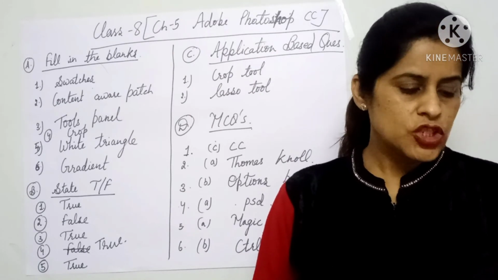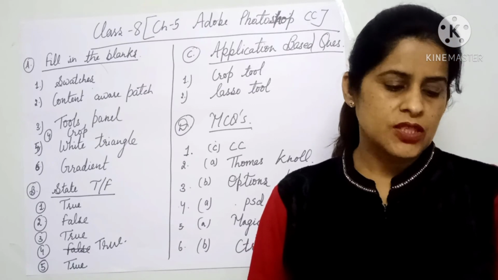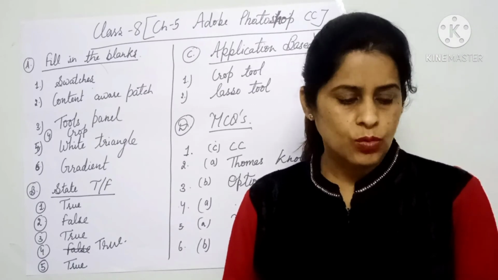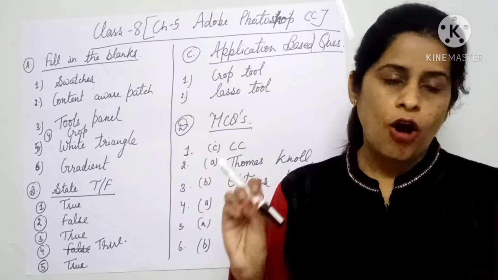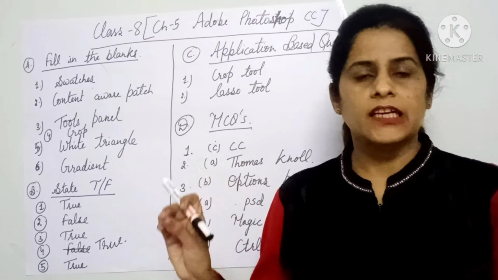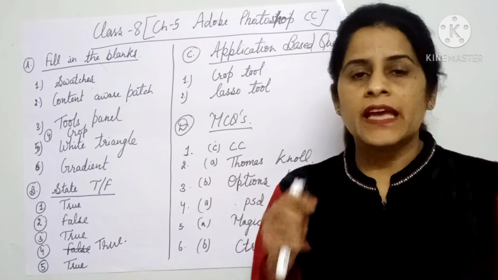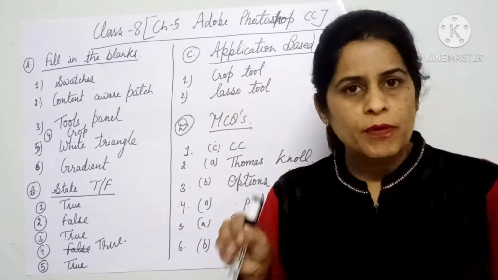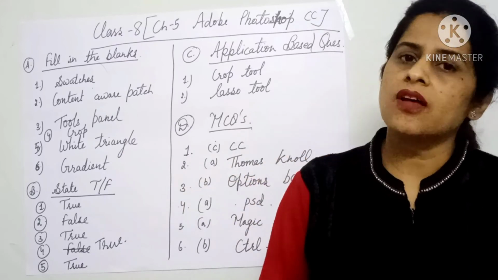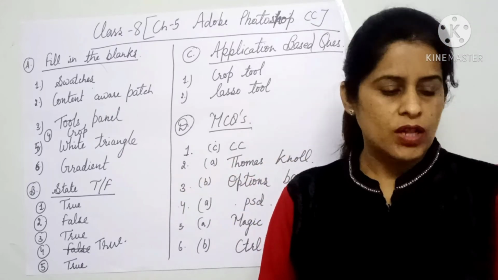Third is, which bar shows different options of the currently selected tool? Option bar. एक टूल को आपने सिलेक्ट किया, उसके व्हाइट रेक्टेंगल पे जब आप क्लिक करोगे उसके और भी ऑप्शंस आ जाएंगे, and that is known as the option bar and white rectangle also.